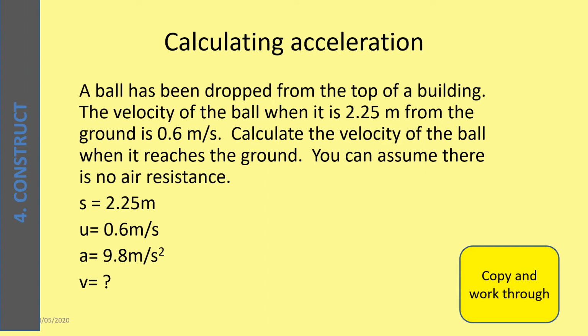Now the difficult part of this question is working out what they've given us. So if we look carefully at the question, s is the distance, and that is given as 2.25 meters. So we know what s is. u is the starting velocity, and that is given here. The acceleration due to gravity will be given to you in the question. So in this case, we want to work out the final velocity when it reaches the ground. So we're looking for v. Now it's important to do this step, working out what you already know, what's given in the question, and what you need to find out.